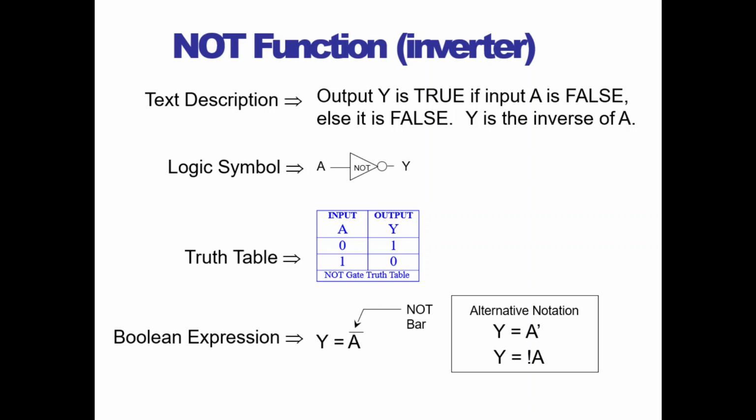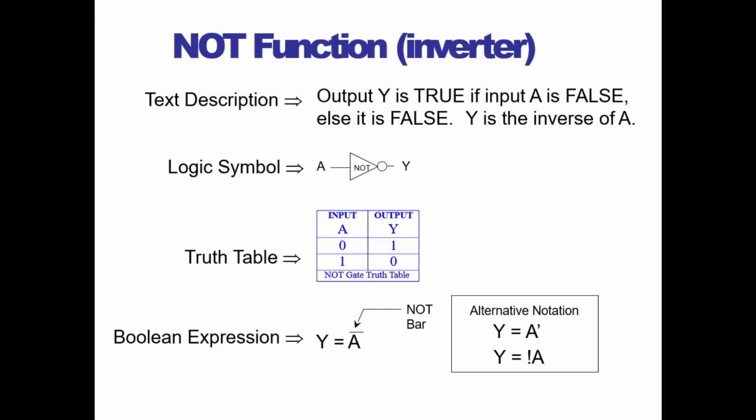We have the NOT function, the inverter. This is the bubble there, the inversion bubble. The output y is true if the input A is false, else it is false. y is the inverse of A. The logic symbol has one input and one output, but you can see here we have the bubble, which is called an inverter. Let's check the truth table. 0 becomes 1, 1 becomes 0.